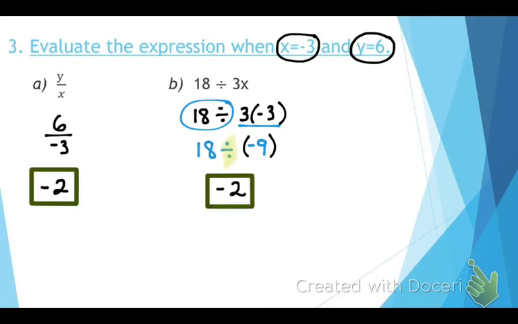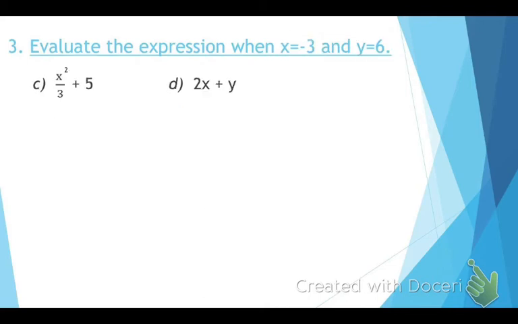All right, here we go for this next part. I'm going to circle this one more time for my screen. x squared divided by 3 plus 5. What am I plugging in for x, class?